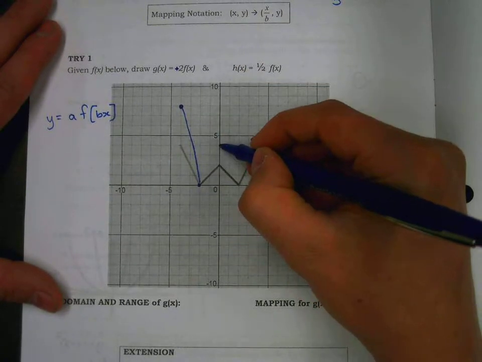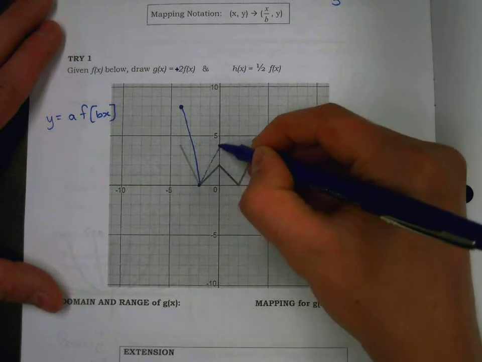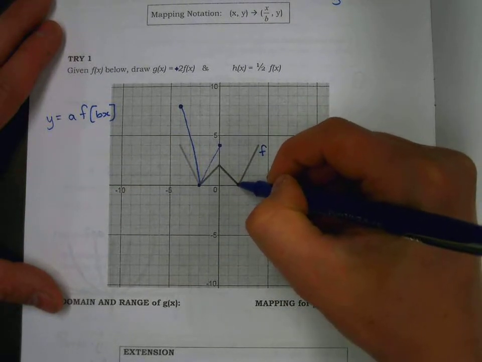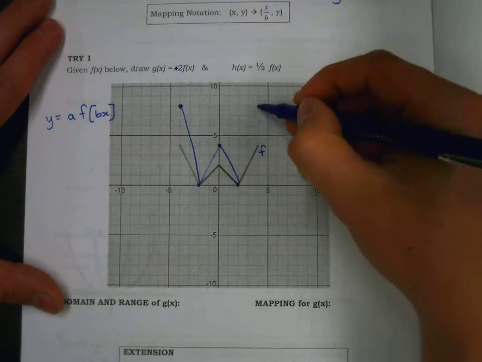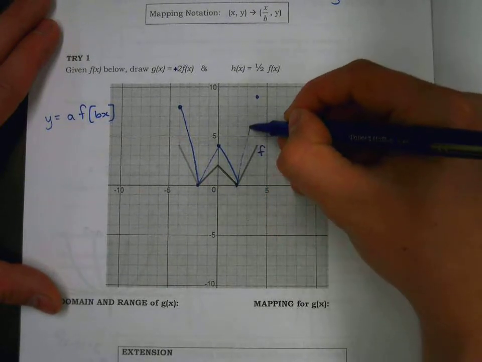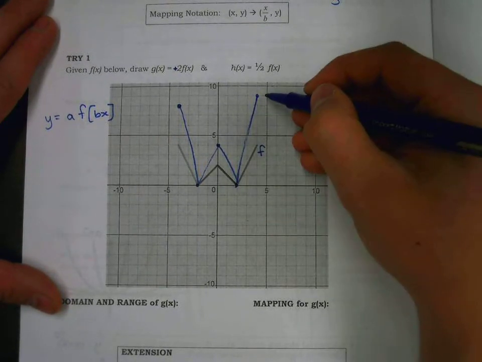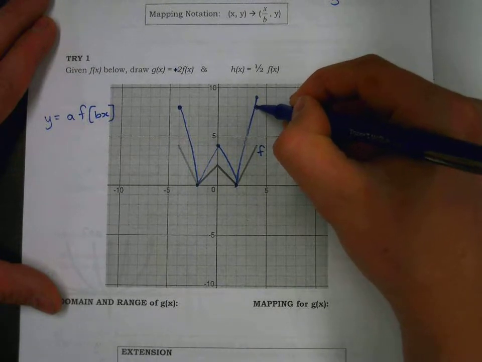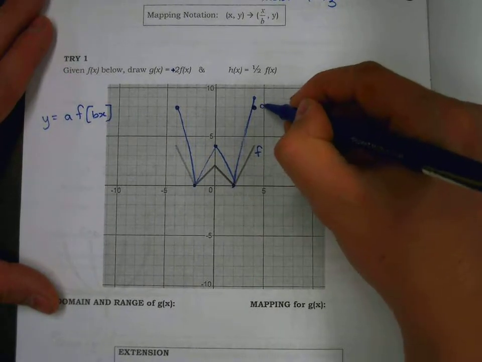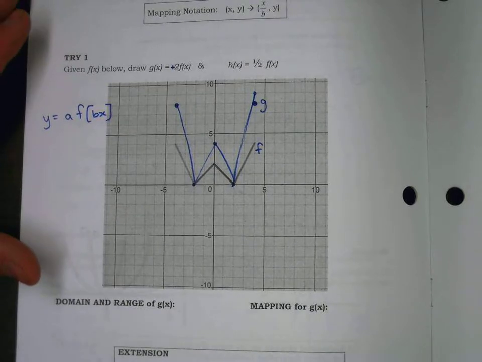Here's a y value of 2, it stretches up to a 4. Y value of 0 stays at a 0. Y value of 4 stretches up to an 8. And we can call this function g of x.